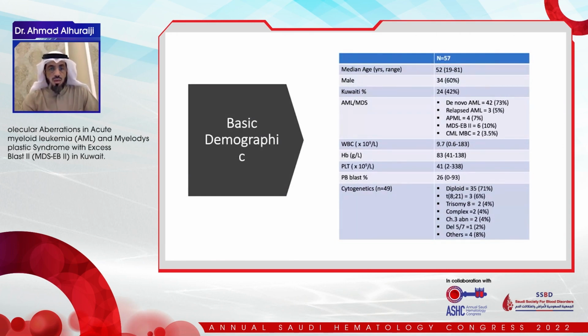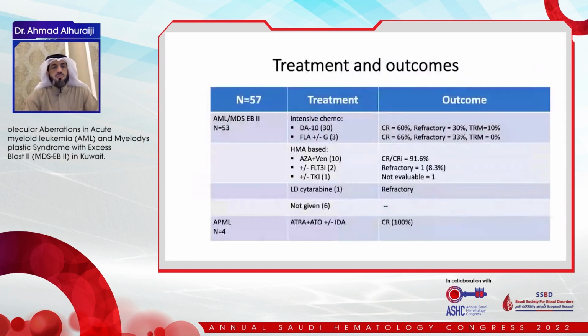And these are the median WBC, hemoglobin, platelet, and peripheral blast count. On cytogenetics, we have data on 49 patients, and the rest had failed cytogenetics. 70% of those were diploid cytogenetics. We had t(8;21), trisomy 8, and other high-risk features like complex karyotype and chromosome 3, 5, or 7 abnormalities.